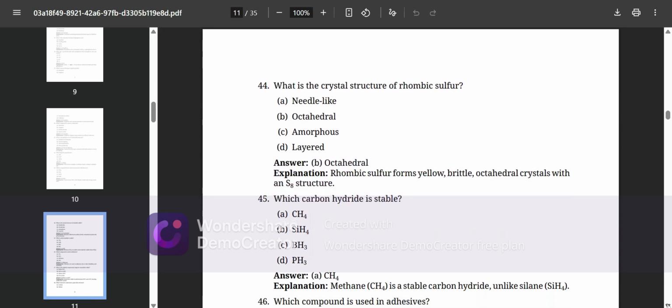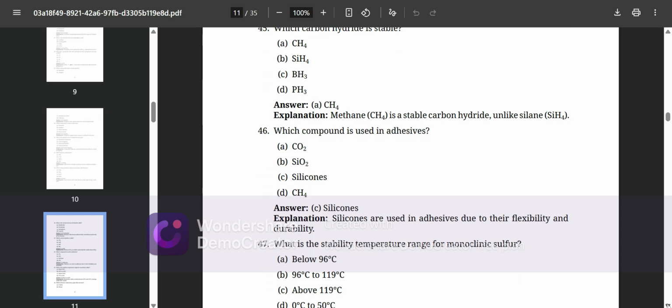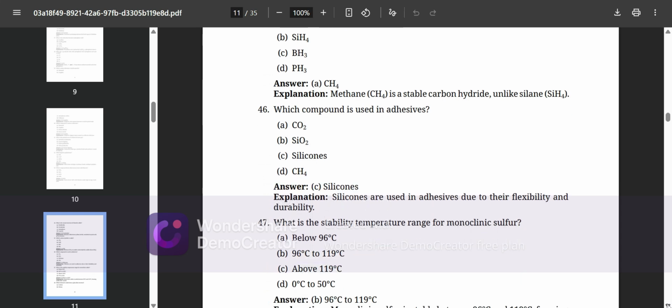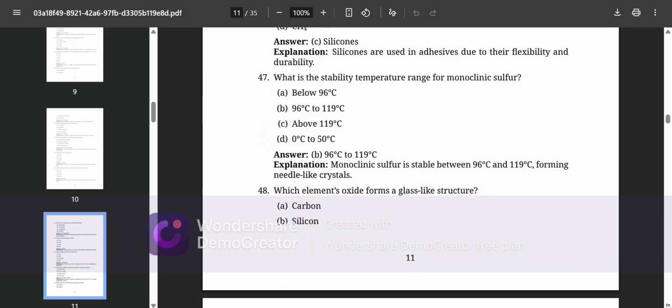What is the crystal structure of rhombic sulfur? Octahedral. Rhombic sulfur forms yellow, brittle octahedral crystals with an S8 structure. Which carbon hydride is stable? Methane. CH4 is a stable carbon hydride, unlike silane SiH4. Which compound is used in adhesive? Silicones are used in adhesive due to their flexibility and durability.